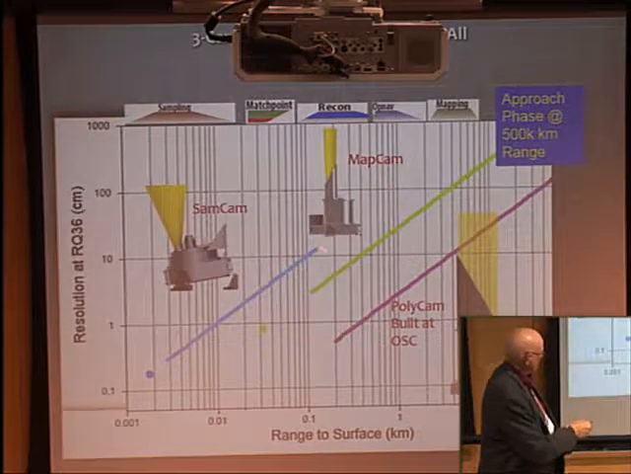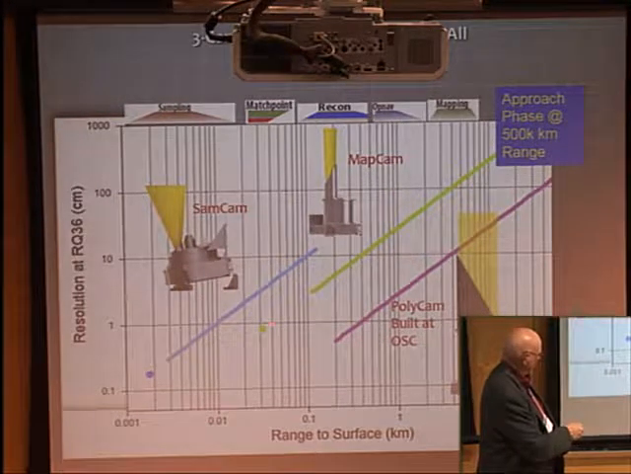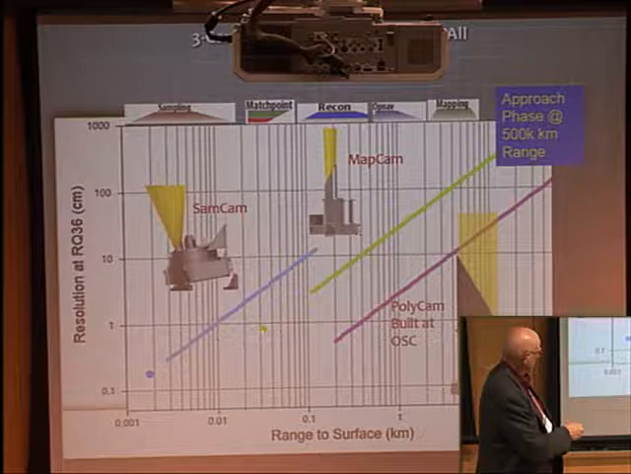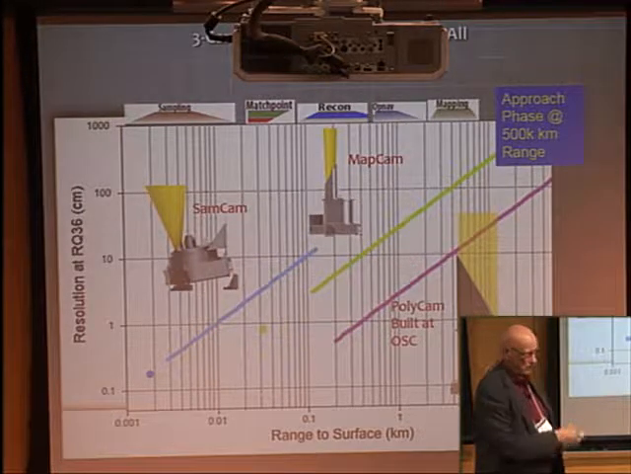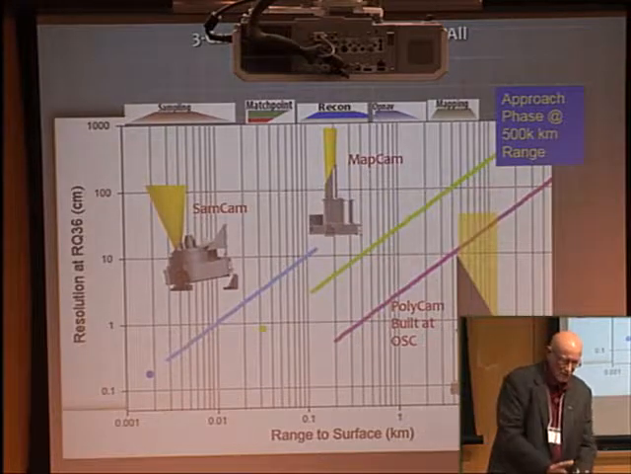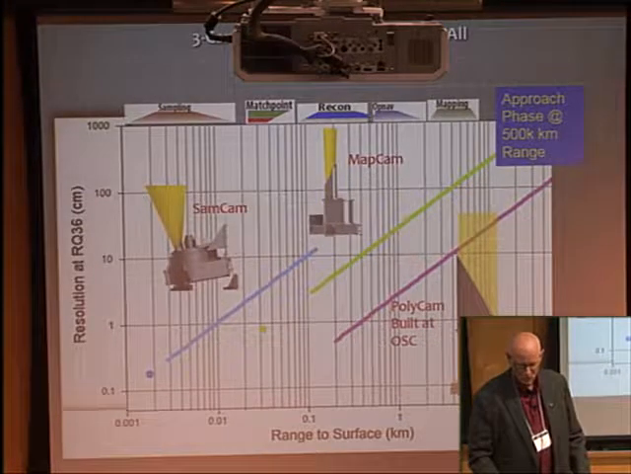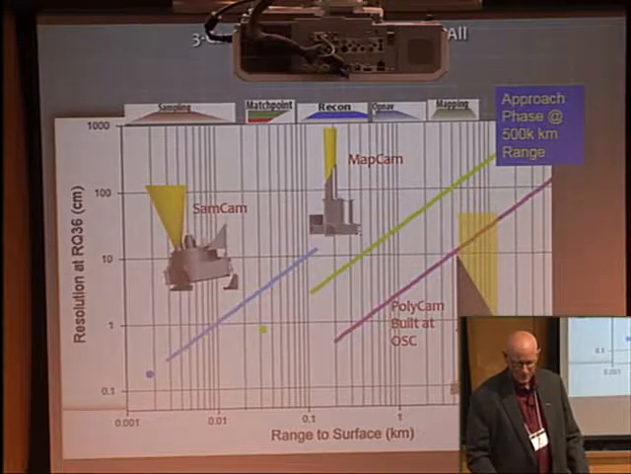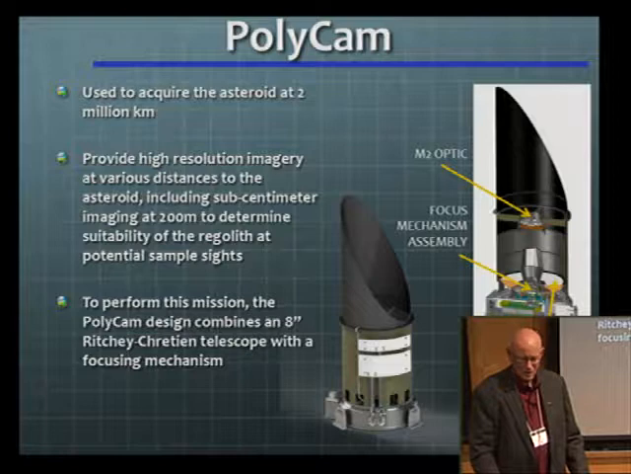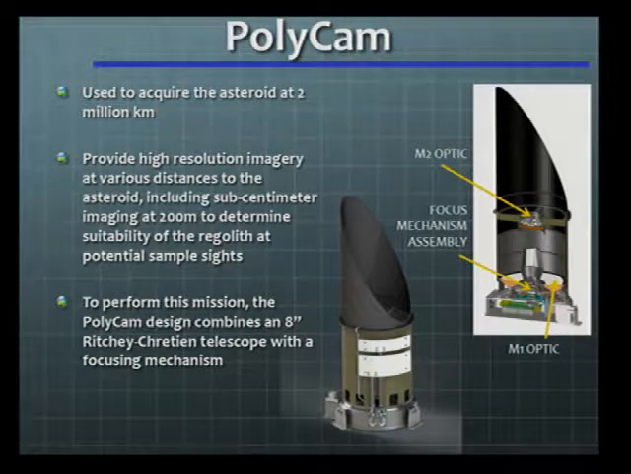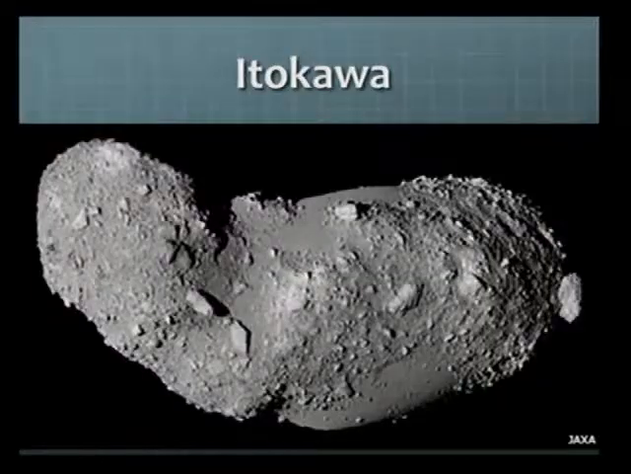And then we can do color mapping with our map cam and even focus down to sub-centimeter with color. And then our sample camera is used for videoing of when we actually grab a sample of the surface and bring it back to Earth. So 3 cameras. Polycam was built here in this department, and it's an 8-inch Ritchie-Chrétien telescope, has a focusing mechanism, and provides sub-centimeter imaging when we get to 200 meters.